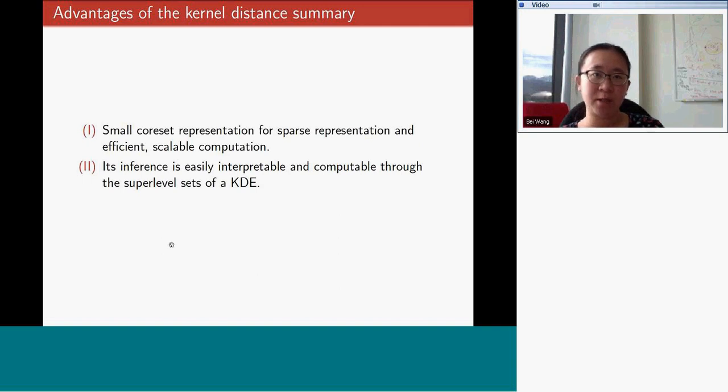Another advantage is that the sublevel set of kernel distance enjoys all the nice properties of the sublevel set of the distance function, and in addition to being robust to noise, we can use the sublevel set of kernel distance to do inference. And because of this relation with the kernel density estimate, we can also do geometric inference by looking at the superlevel set of the kernel density estimate.